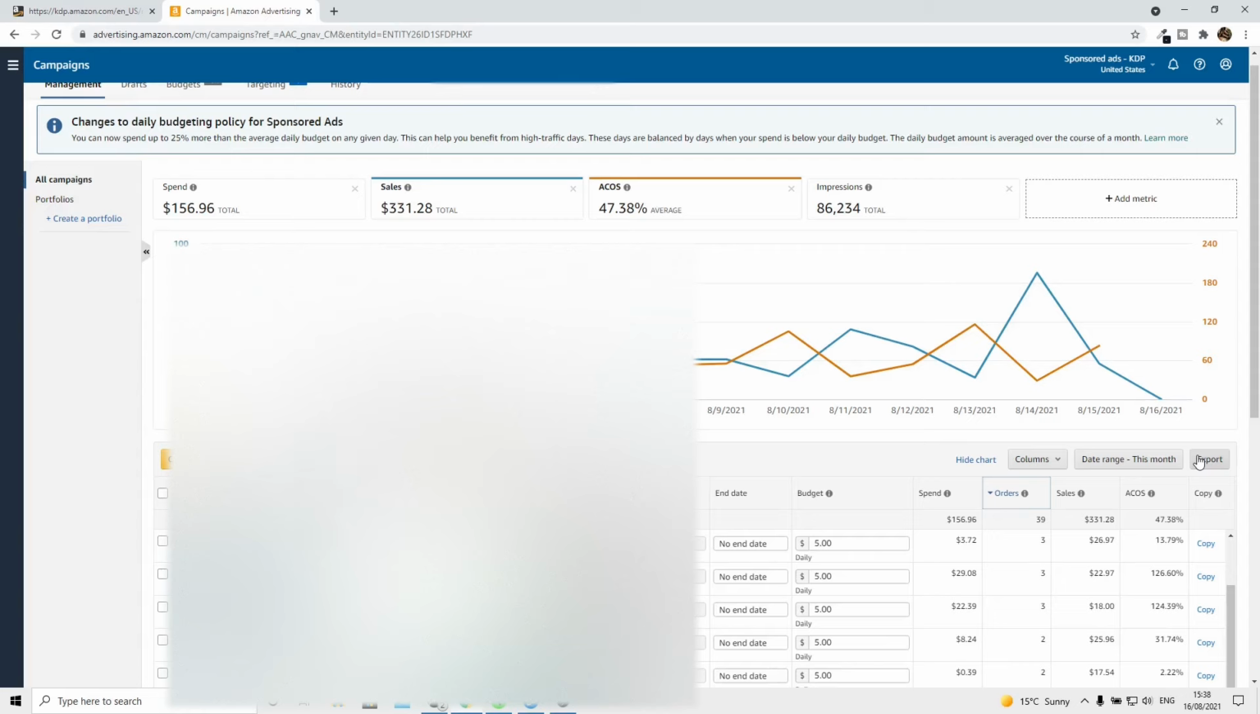So for this month, for me, for example, I don't mind losing some money in order to get this information back from Amazon. It's going to be super important for Q4. And hopefully come Q4, we're all going to have our ads kind of ready, kind of tweaked and optimized, ready to make lots of sales during that period, okay?